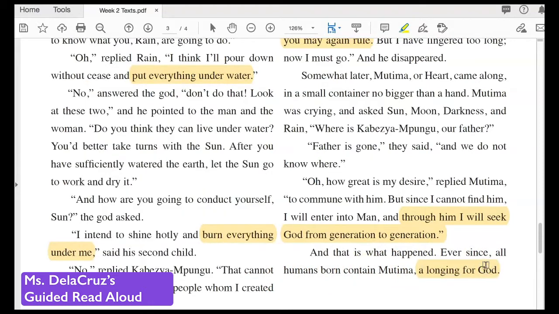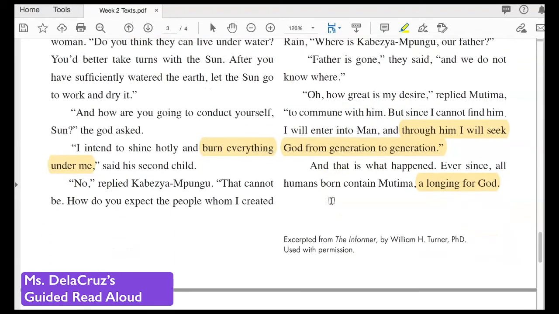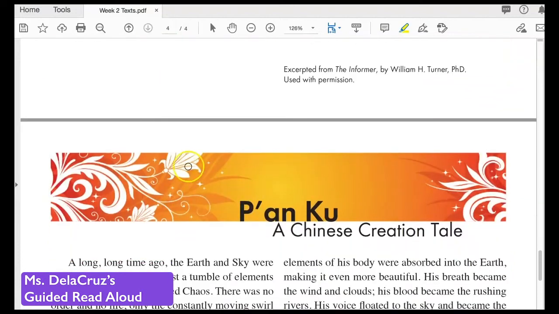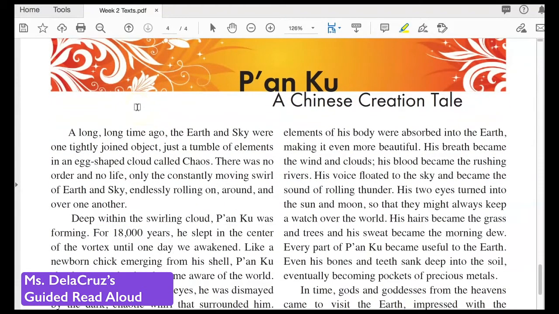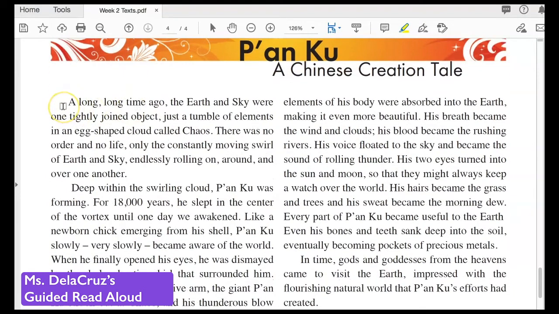And this concludes our creation myth for the tale of the Ugandans. Now I'm going to read our last one, which is the creation myth of Panku, the Chinese creation tale.